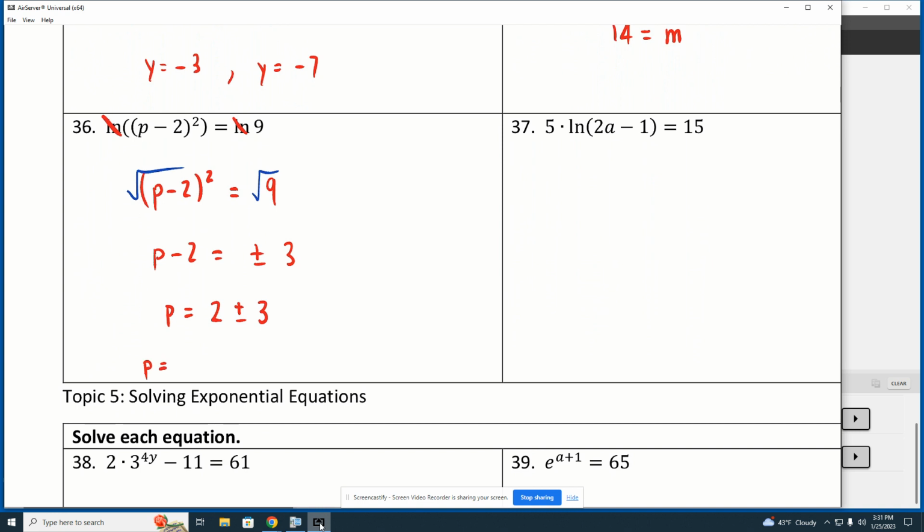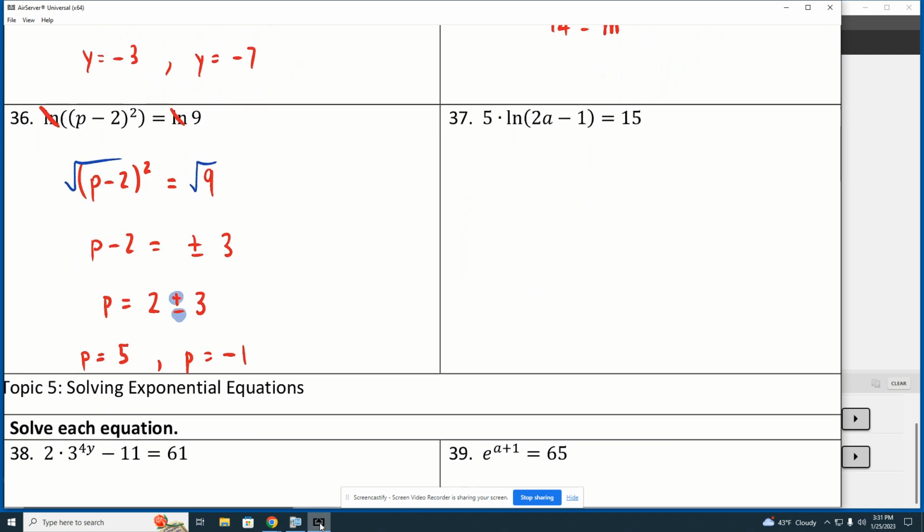So here are my two possible solutions. 2 plus 3 is 5. And 2 minus 3 is negative 1. So positive 5 and negative 1.